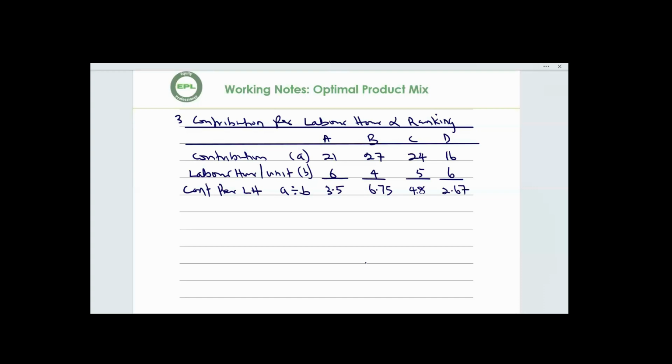Then the next thing we are going to do is to rank our results in descending order. Descending order simply means according to the highest contribution per labor hour. So I will then come here, ranking.